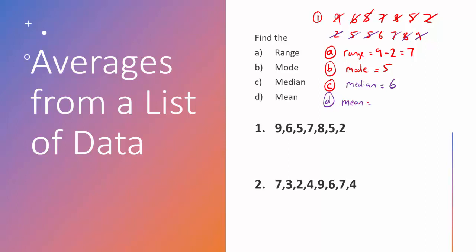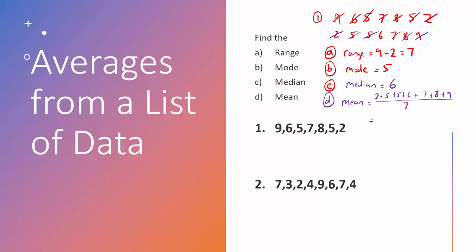And then the mean is where you take the sum of all values and divide by the number of values. So the sum of all values is 2 plus 5 plus 5 plus 6 plus 7 plus 8 plus 9 divided by the number of values, which there are 7.